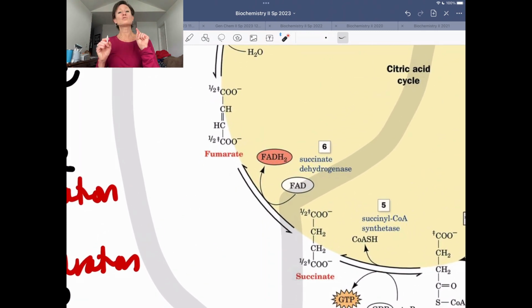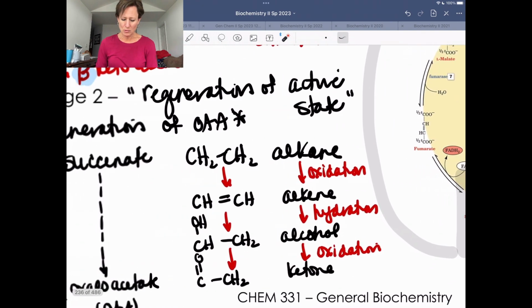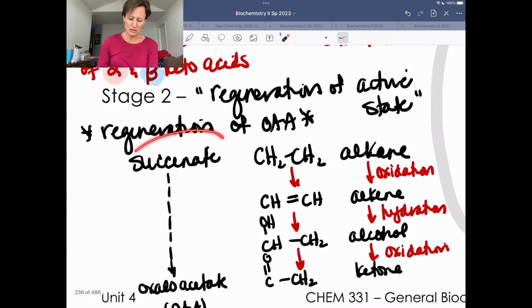Okay, so now let's talk about what we need to do here. Let me flip back over here. Remember, we were talking about stage 2 being the conversion of succinate to oxaloacetate. So we're going to have an alkane that we oxidize to an alkene, that we hydrate to an alcohol, and an alcohol that we oxidize to a ketone.